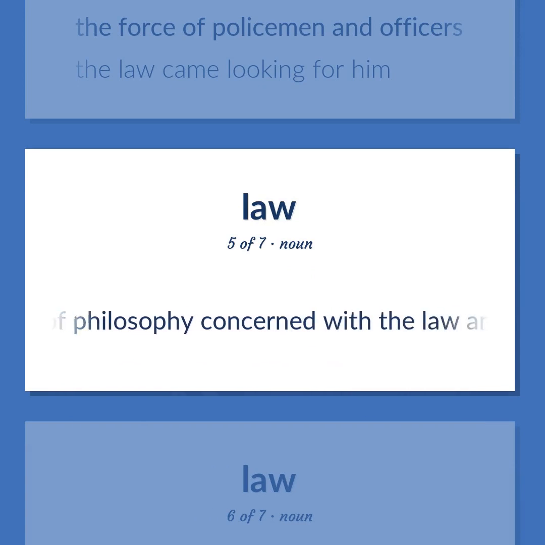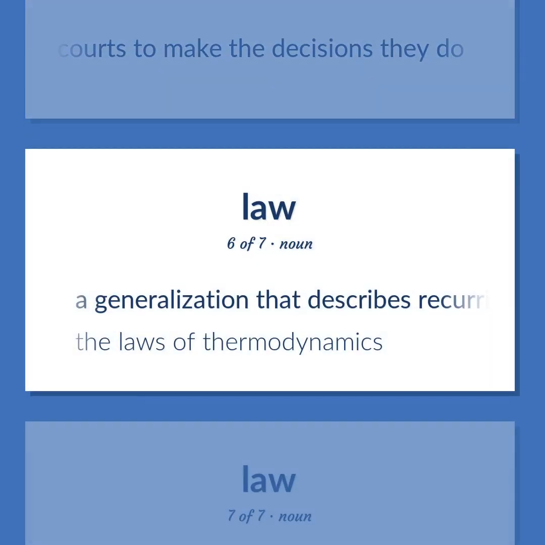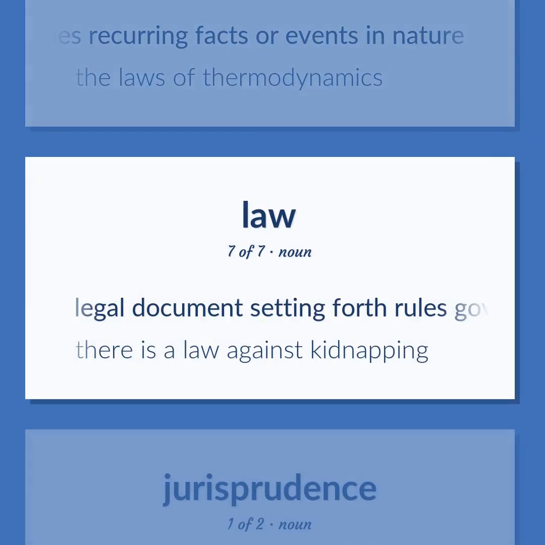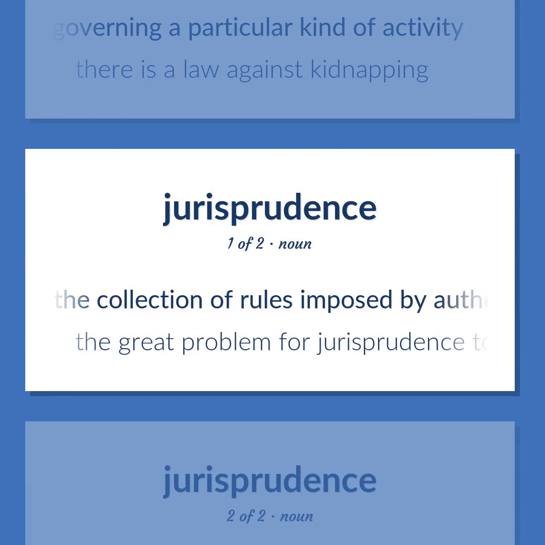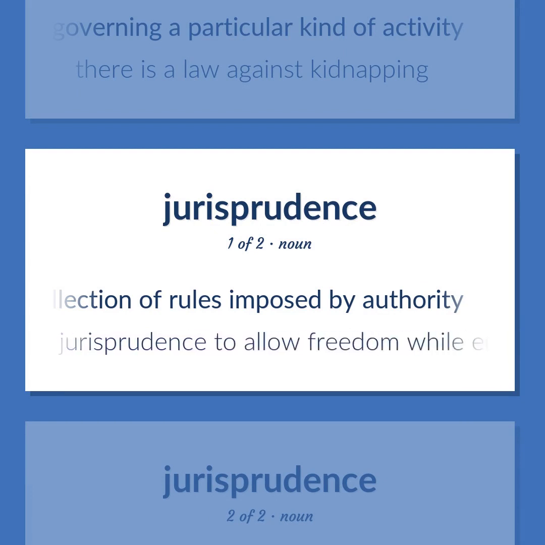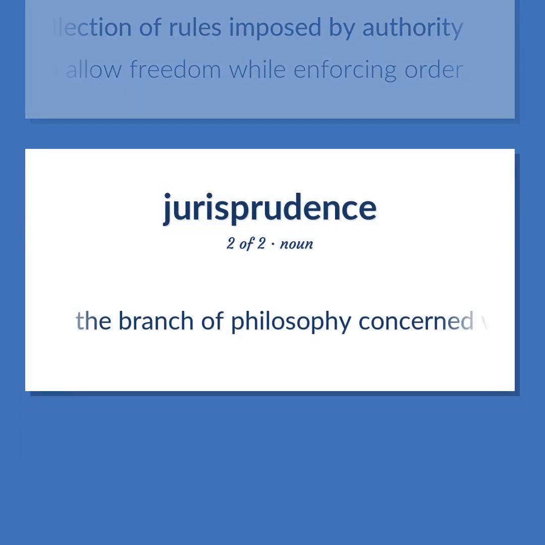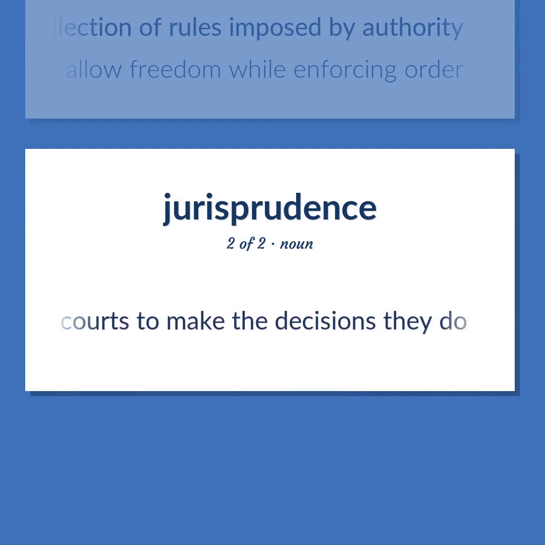The branch of philosophy concerned with the law and the principles that lead courts to make the decisions they do. A generalization that describes recurring facts or events in nature. The laws of thermodynamics. Legal document setting forth rules governing a particular kind of activity. There is a law against kidnapping. The collection of rules imposed by authority. The great problem for jurisprudence to allow freedom while enforcing order. The branch of philosophy concerned with the law and the principles that lead courts to make the decisions they do.